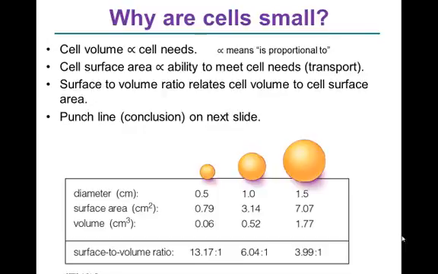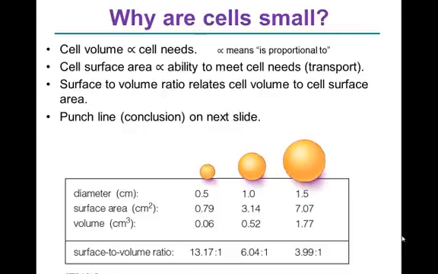On the other hand, cell surface area is proportional to the ability of a cell to meet its needs. And this is because the surface area is where the membrane is, and membrane is what allows needed things to come in and needed things to go out. And so the more surface area, the more transport, and the better able to meet needs that a cell is.